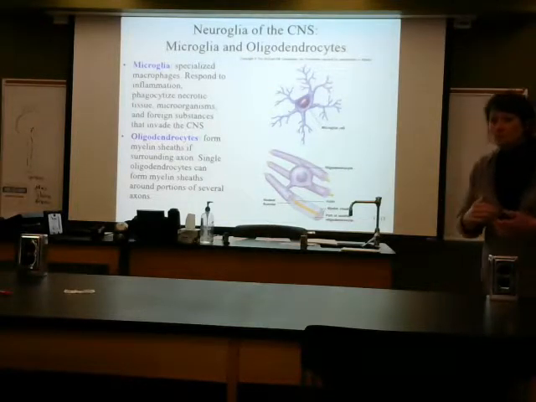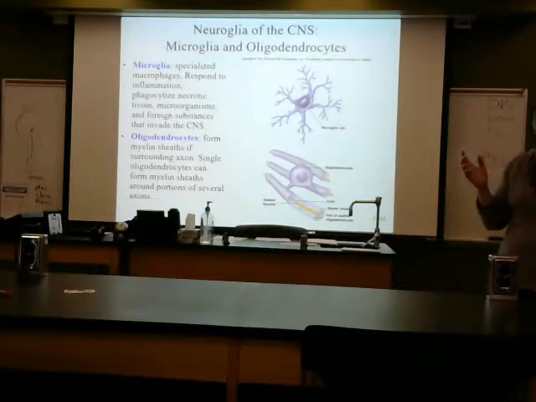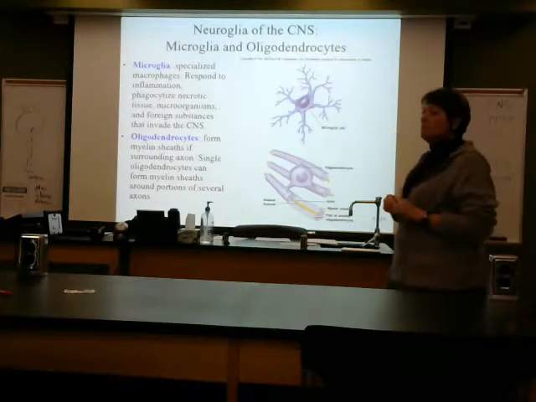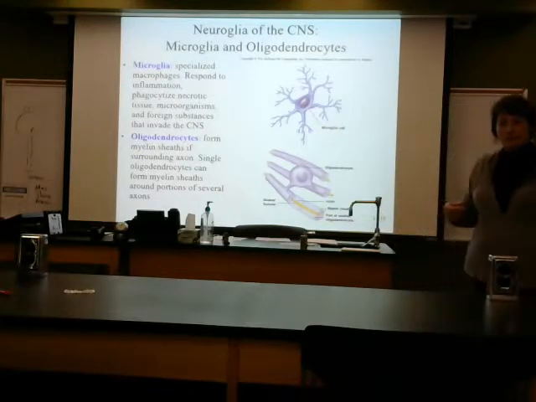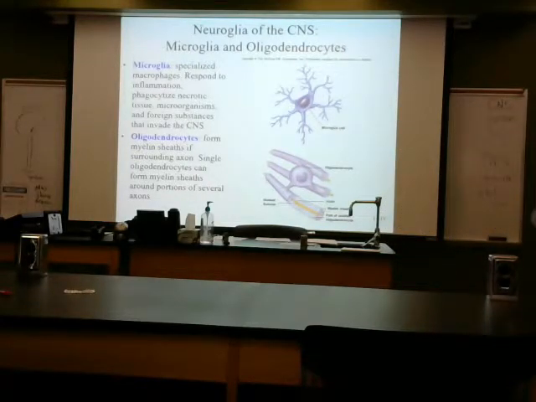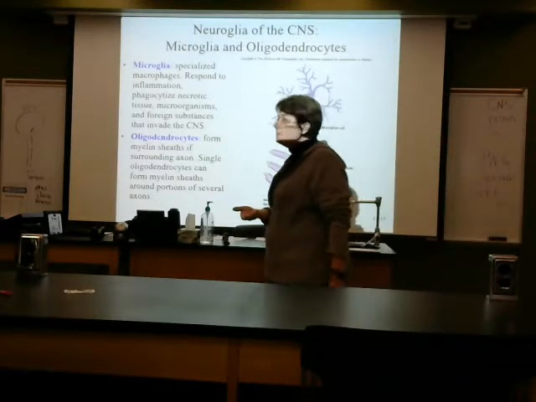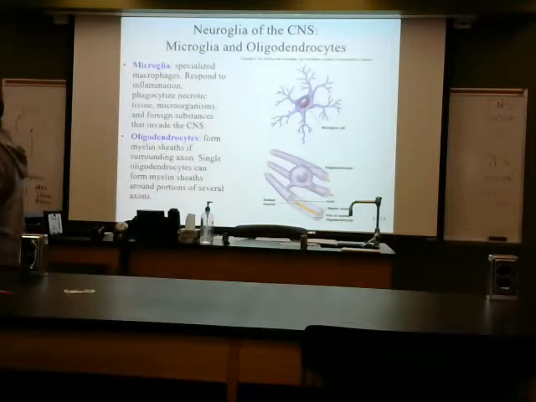My central, what part? My brain and my spinal cord. I'm going to have a cell called microglia. Just like the name implies, small, okay? This is a specialized macrophage. Now, I just said a small cell, but now it's telling me macrophage.